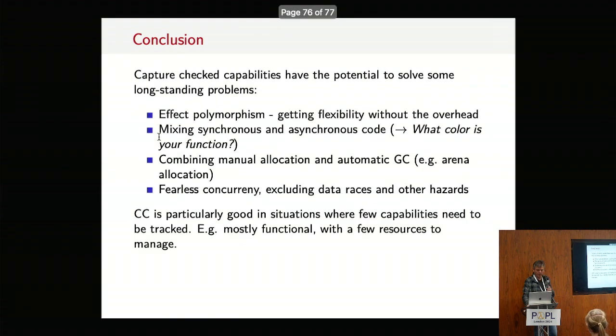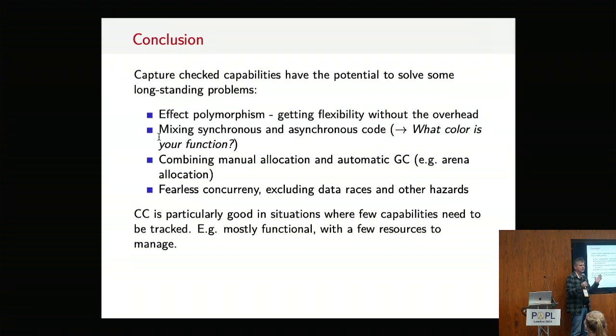Okay, so to conclude, I think capture-checked capabilities have the potential to solve some long-standing problems, including effect polymorphism, mixing sync and async code, combining manual allocation and GC, fearless concurrency, excluding data races, and they're particularly good in situations where we want to track only a few capabilities.